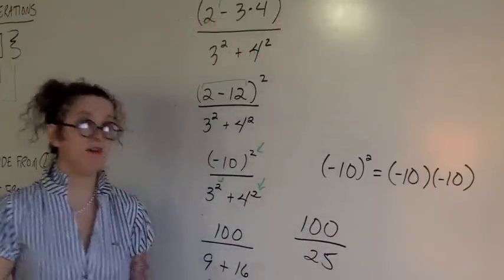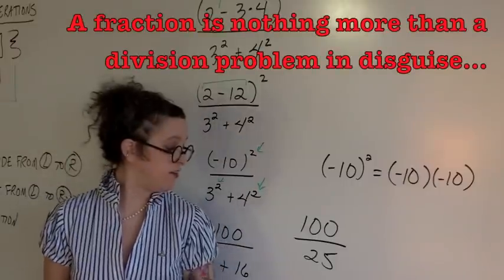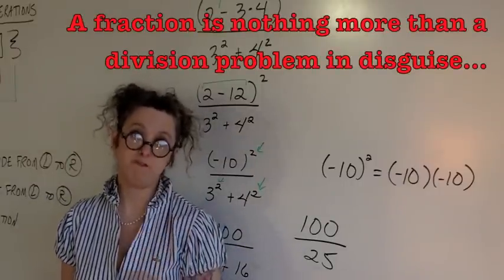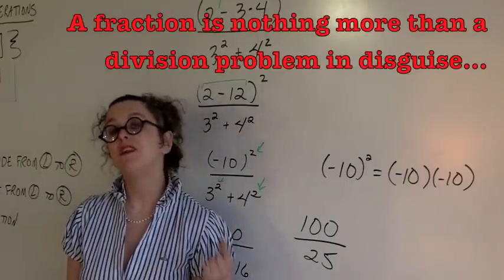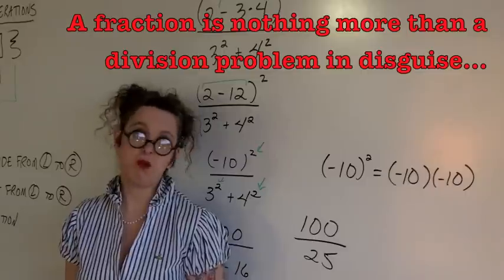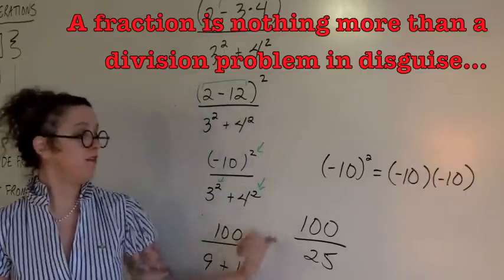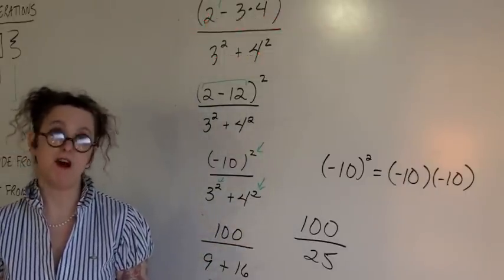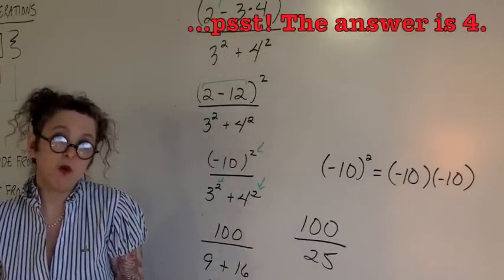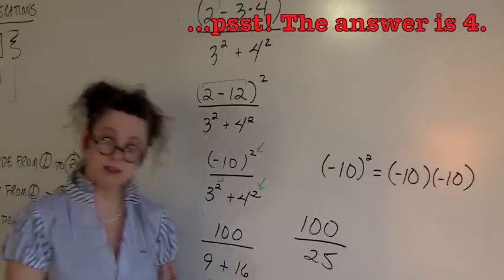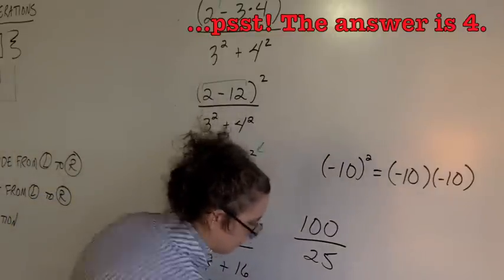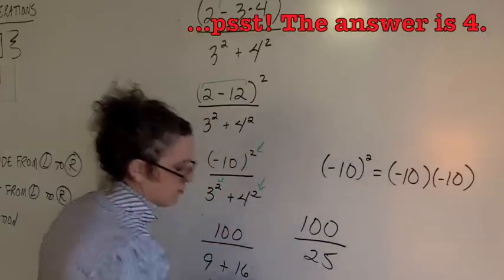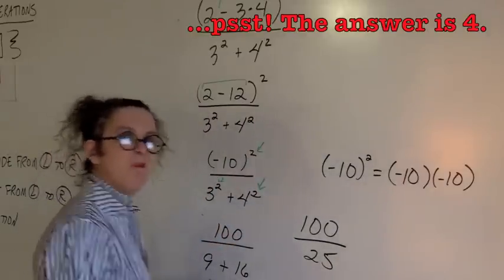over 25. Now we take into consideration the very last step, which is simplify a fraction. A fraction is nothing more than a division problem in disguise. This really says 100 divided by 25. 100 divided by 25 is 4, right? Yeah, so write it down. That's your final answer. Nice job.